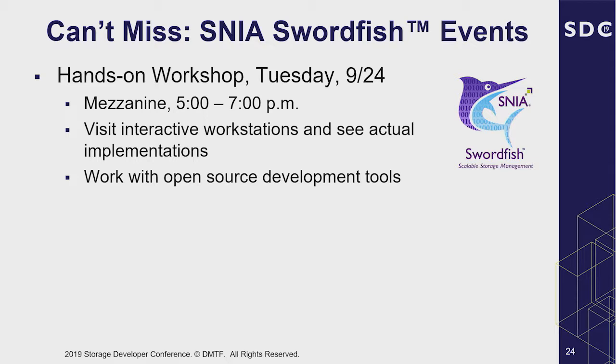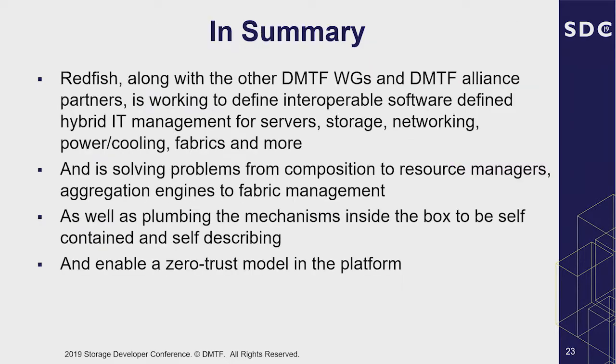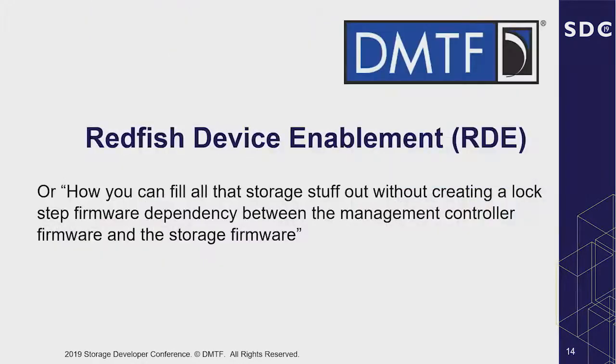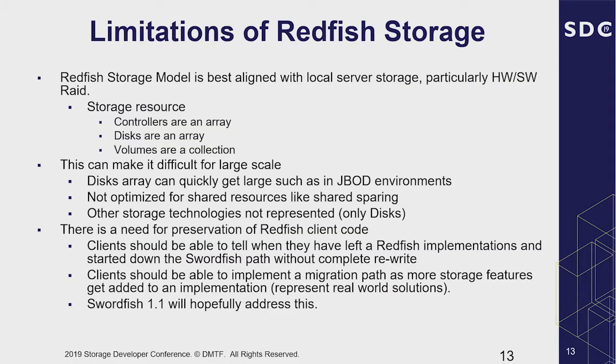Okay. If you go back to slide 13, explain for me what that bullet about sparing means. Which one? It said not optimized for shared resources like shared sparing. What do you mean by that? It's in the middle of the page.